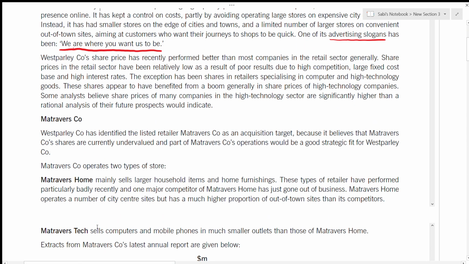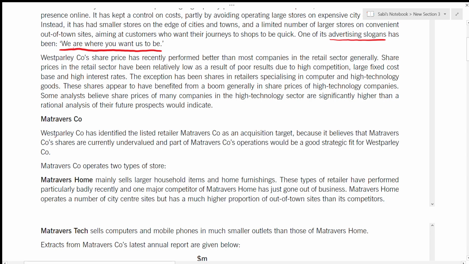Okay, we don't need to read about the two types of stores, because our main focus is why tech industry retailers are valued highly. That's it. So the other piece of information we don't need, right? So we'll read here, okay, we'll read that part because we need about the tag, right? So Matt Rivers Company, right?